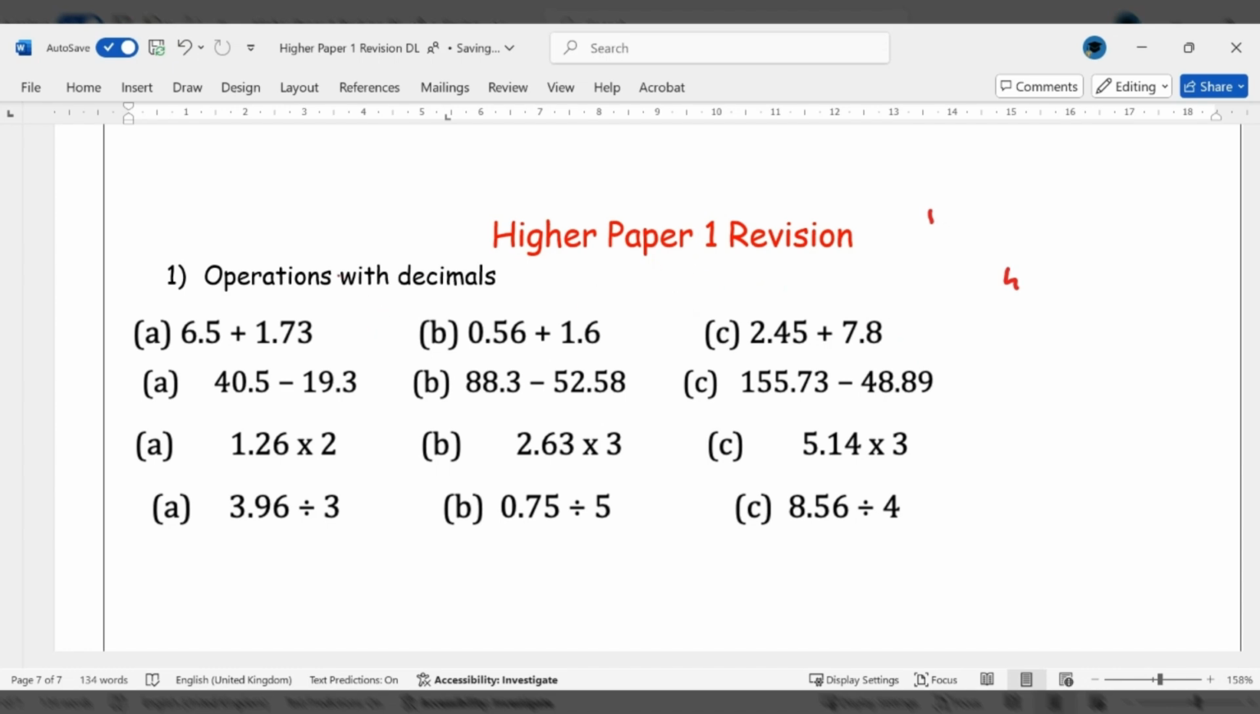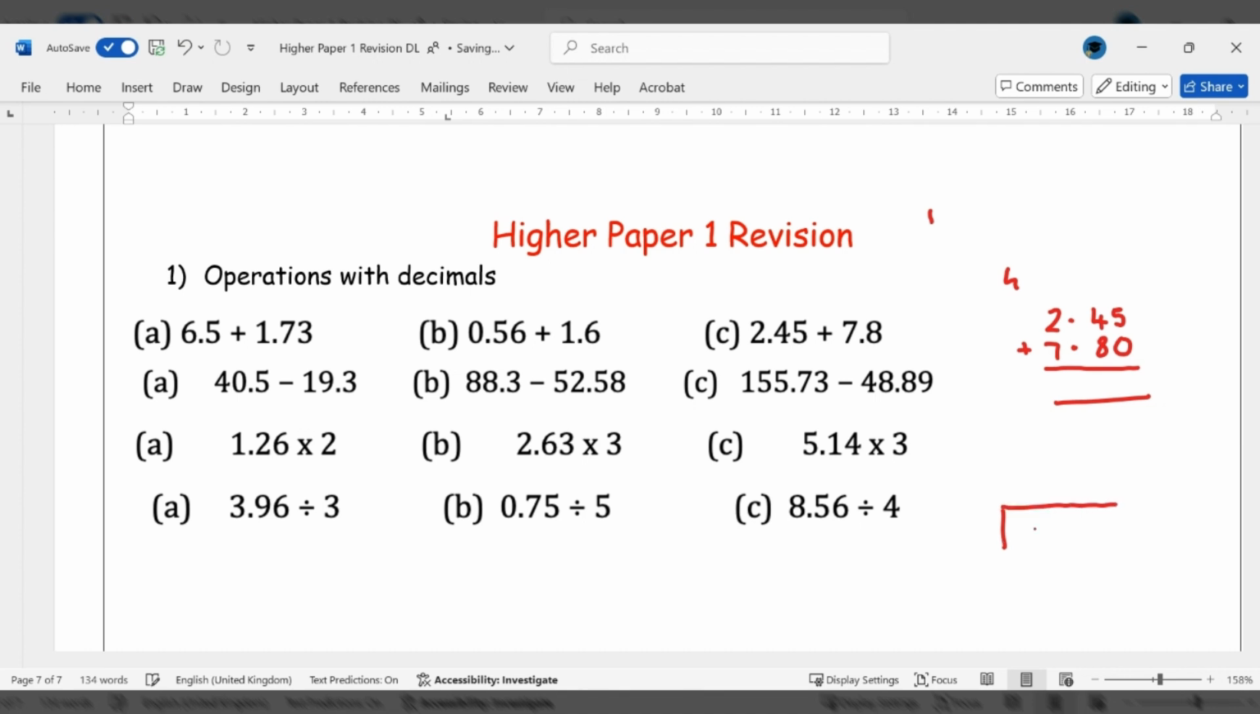So the first question: operations with decimals. Adding, taking away, multiplying, dividing, one of each. Just make sure for these, particularly for the adding and taking away, that you line things up properly. You know, that the decimal points are under each other, that you can put zeros in as kind of placeholders if you need to, and that you're adding those. I don't really have a lot to say there. Dividing, again, there's no issues with dividing.